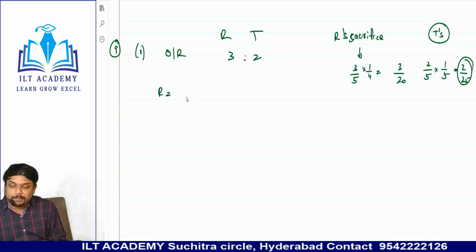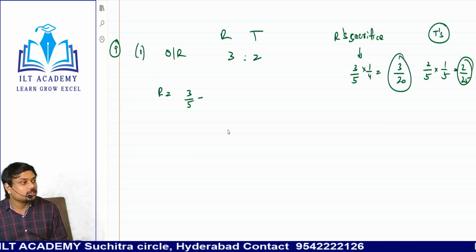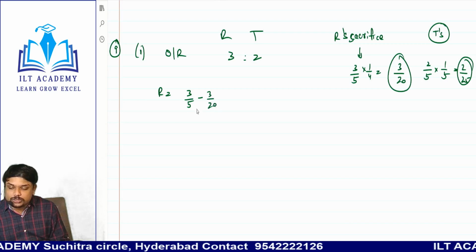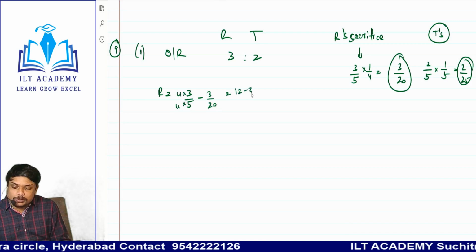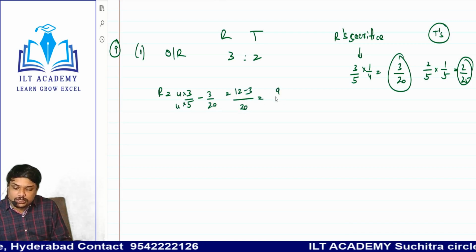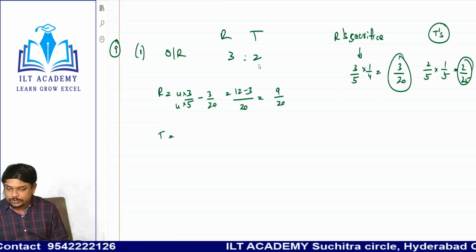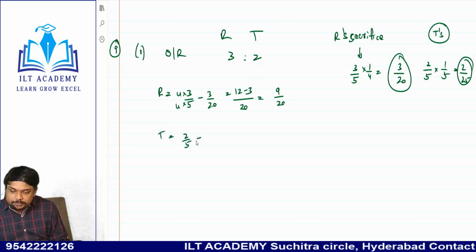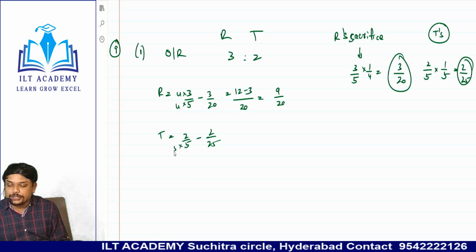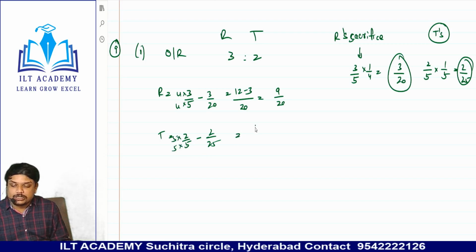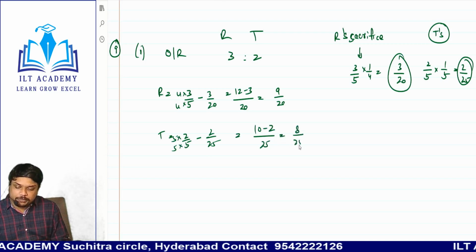So R के पास कितना है 3/5, उसमें से कितना दे दिया वो, तो 20 करना, बोले तो इसको क्या करेंगे, 4 and 4. So 12 minus 3 divided by 20, so 9/20. और T का क्या है 2/5 minus 2/25. तो ये क्या करना, into 5 into 5. So 10 minus 2 divided by 25, which is 8/25.